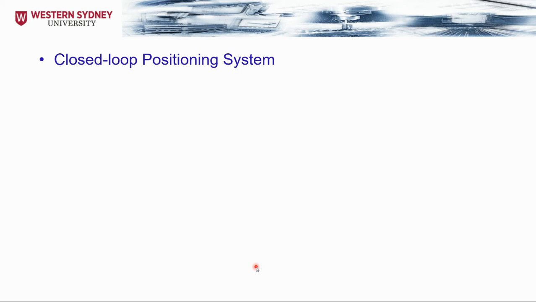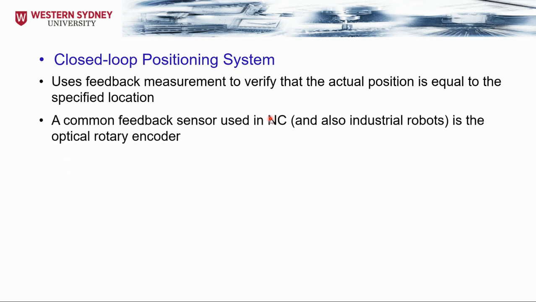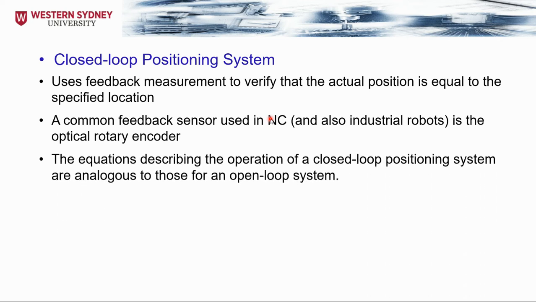Now we're going back to the second example, the closed loop positioning system. We said we are going to use the same equations, but in this system we're going to get the feedback from the lead screw to specify the movement of the motor. To do that, we're using the light encoder. A common feedback system using any numerical control system is going to be the optical encoder, the rotary encoder. The equation describing the operation is going to be the same, but it's going to be analogous, digital, to those of the analog used for the open loop system.